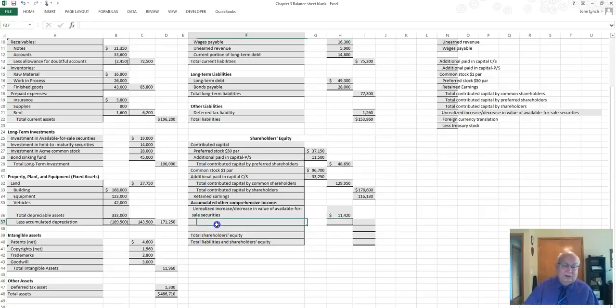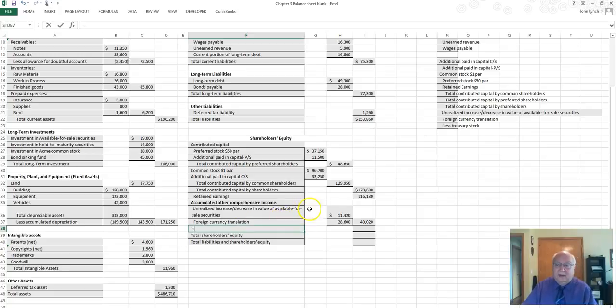Now, what this is, and you'll get this section a little bit later, but remember over here we had available for sale securities? Those available for sale securities are recorded at market value. And what we have then is an adjustment to either increase or decrease market value. An unrealized increase or decrease in value of available for sale securities is that adjustment. Okay. And the other thing we can have in here is the foreign currency translation. This is translating your financial statements from a foreign company into US dollars. If you have something in the foreign currency and you have to convert it into US dollars, that's your foreign currency translation. And the two together is other comprehensive income.